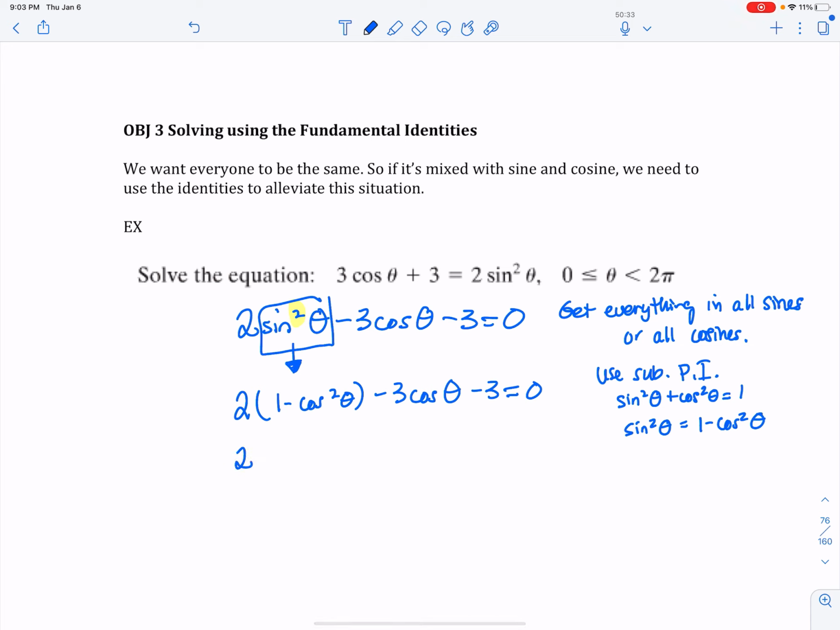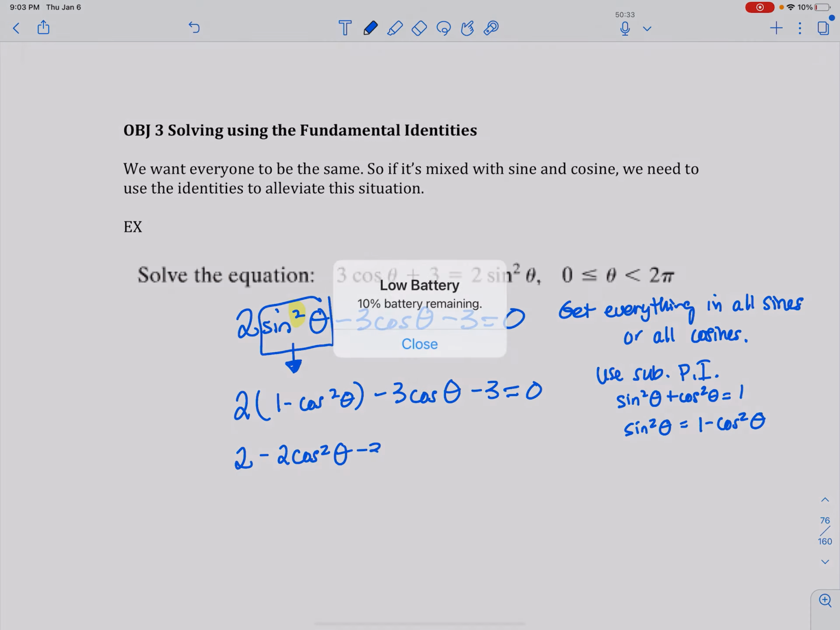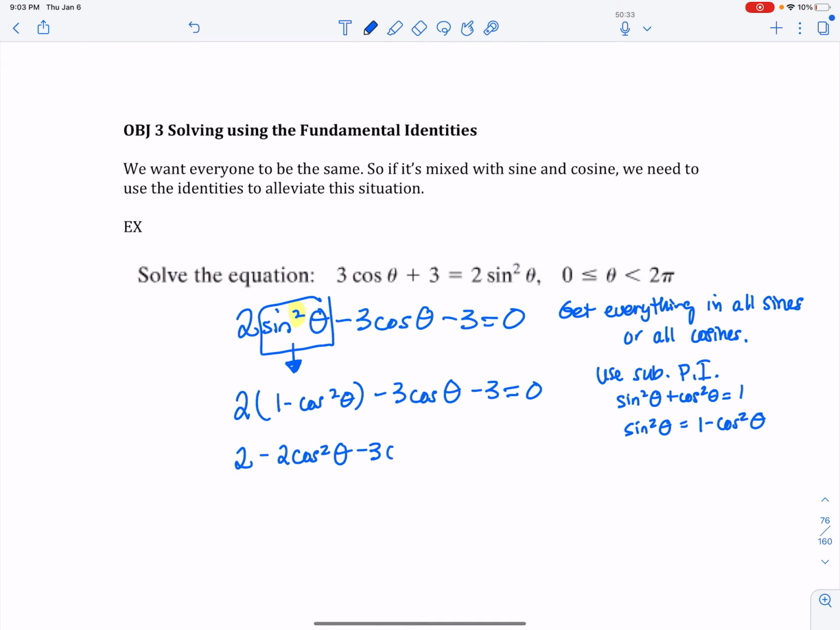Now I'm going to distribute. So I have 2 minus 2 cosine squared theta minus 3 cosine theta minus 3 equals 0. I'm going to combine like terms. So I get negative 2 cosine squared theta minus 3 cosine theta, and then I have minus 1 when I add negative 3 to a positive 2.